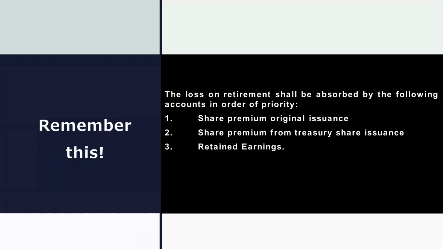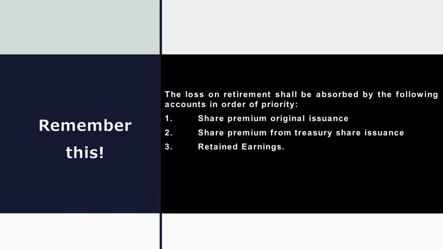Okay, so again, you remember this. When you are retiring a treasury stock and there is a loss on retirement, that loss on retirement shall be absorbed by the following accounts in order of priority. So first is the share premium from the original issuance, kung meron. Second, the share premium from treasury share issuance. And last is the retained earnings.